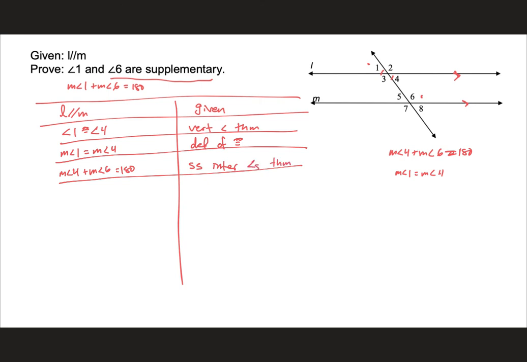Okay, this is a theorem. We proved it. Now everything is set, and I can go ahead and say the measure of angle 1 plus the measure of angle 6 is equal to 180. And I know this because all I had to do was substitute the measure of angle 1 in for the measure of angle 4. So that's going to be substitution.